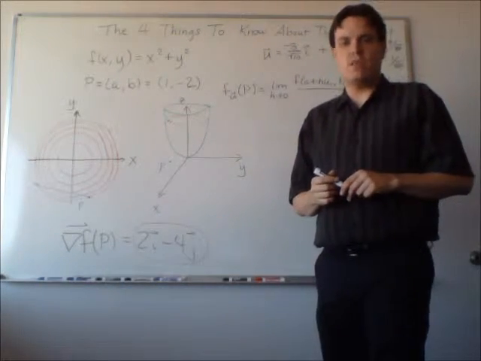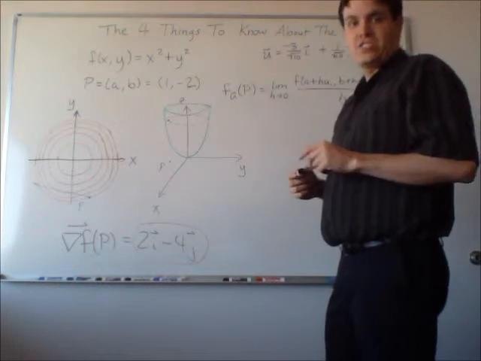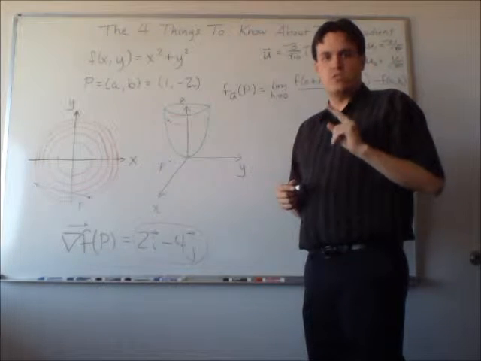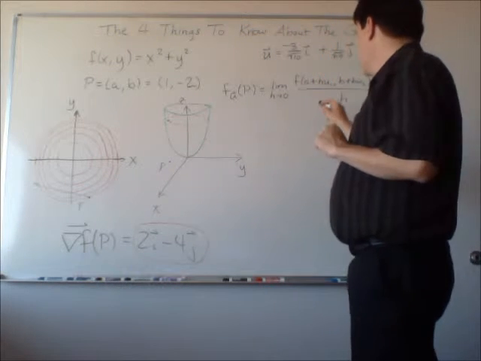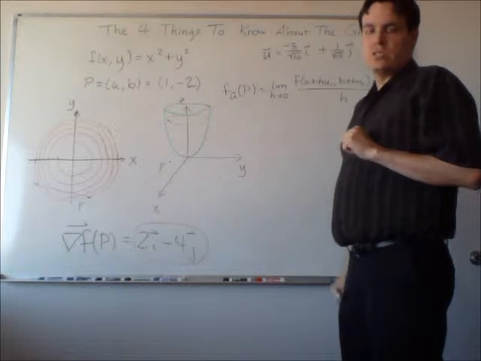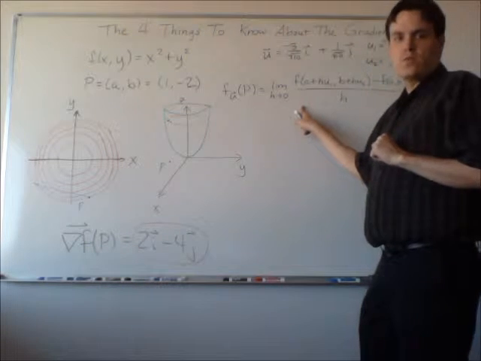Hey everybody, this is part 3 of the 4 things to know about the gradient. Now, we're actually still just on the second thing to know about the gradient, which is its relationship with directional derivatives. But I wanted to do a quick derivation of the directional derivative using the limit definition and using what we know about linearizations. I put the definition of directional derivative up.